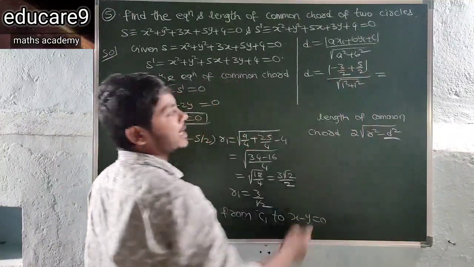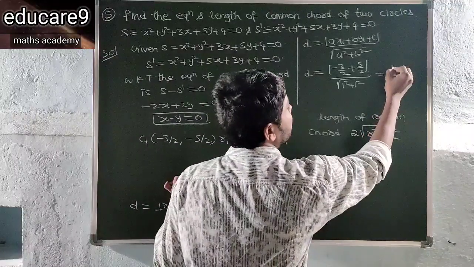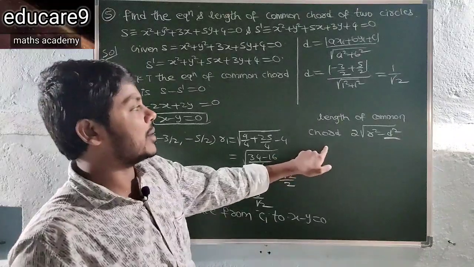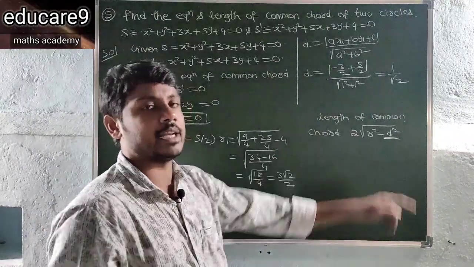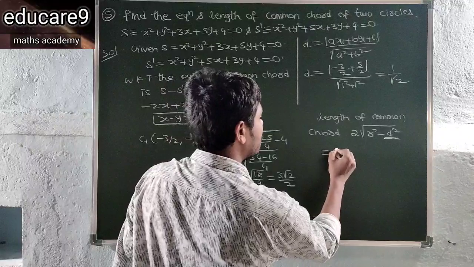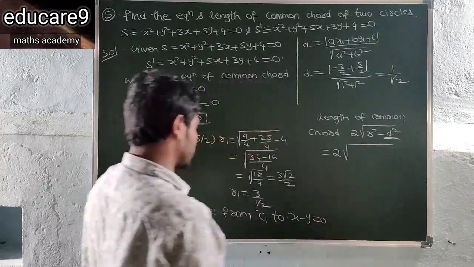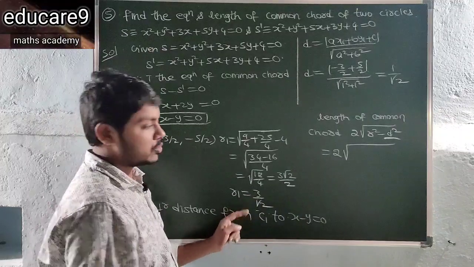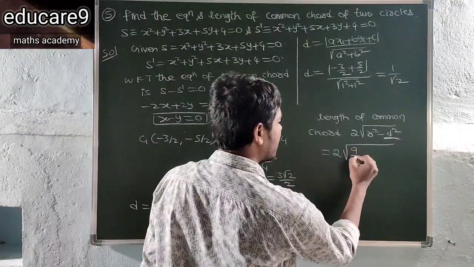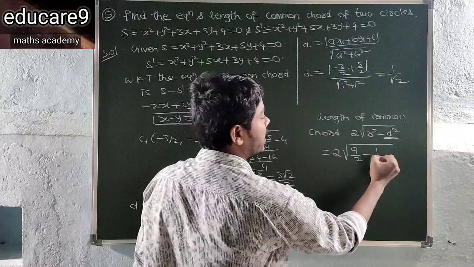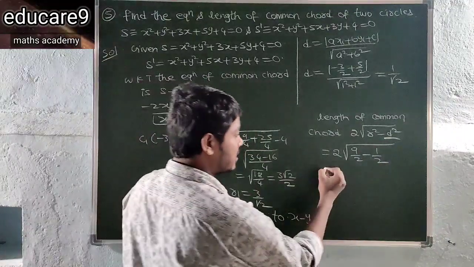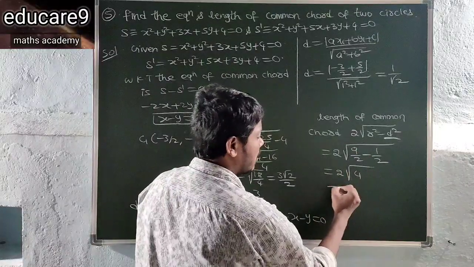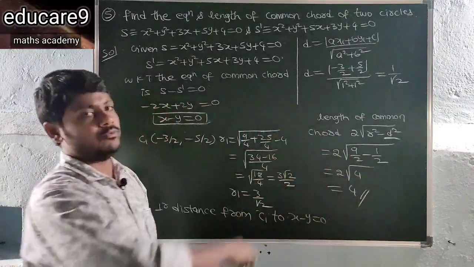You will get 5 minus 3, 2 by 2 is 1. So clearly you will get 1 by root 2 is D. Therefore the length of the common chord formula is 2 root r square minus d square, that is 2 root r square, that is 3 square, 9 by 2, minus d square, that is 1 by 2. So clearly, this is 2 root 9 minus 1, 8 by 2 is 4. Therefore the length of the common chord is 4.